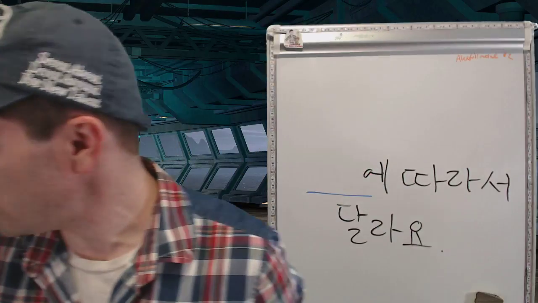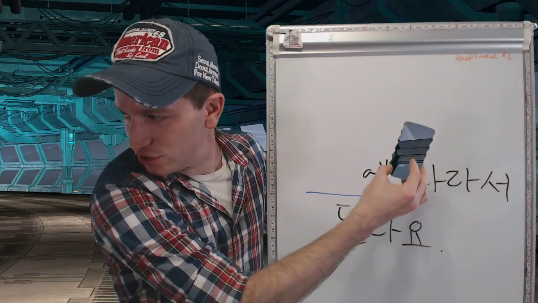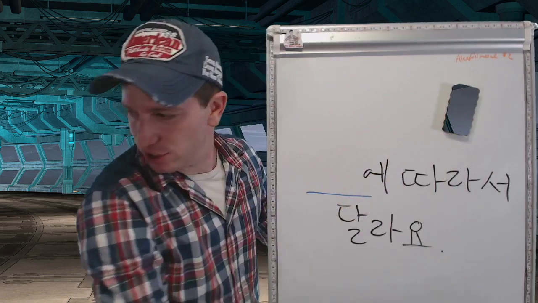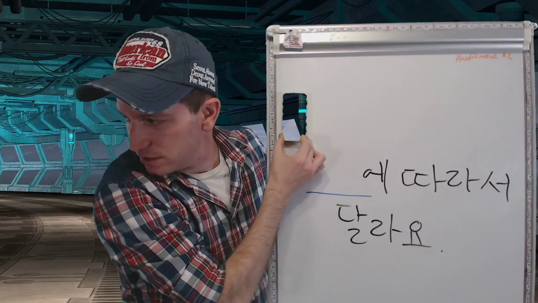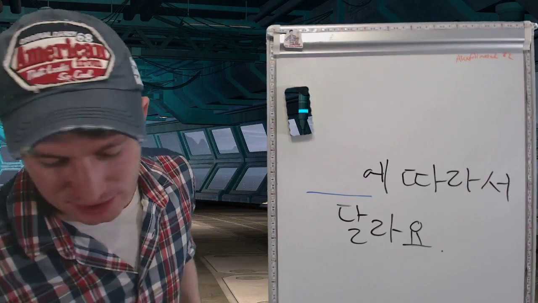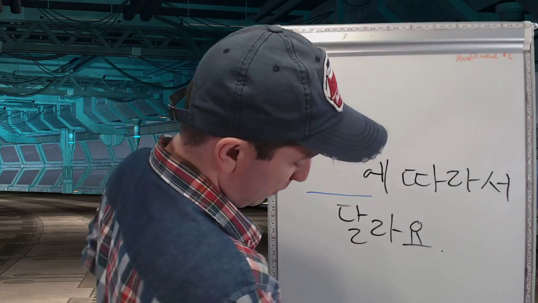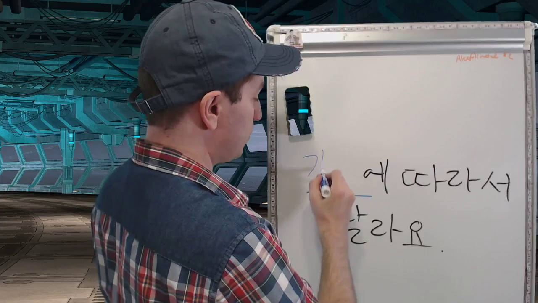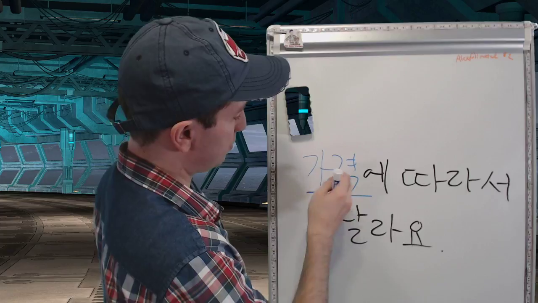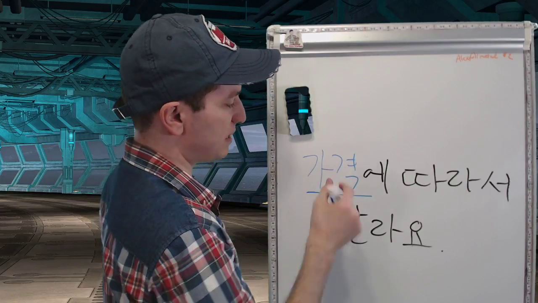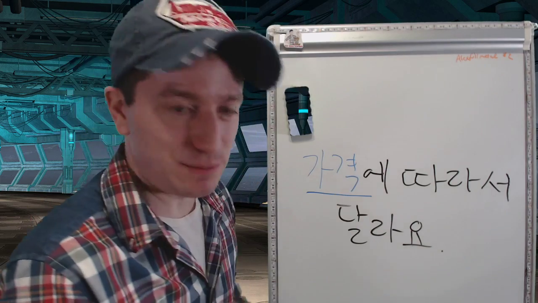Yeah, I know. It's so cool. This eraser, it's like magic. It's definitely alien technology. Okay. So if you wanted to say it depends on the price, the word for price is 가격. Wow, this marker is so thin too. Seriously, aliens have all the best technology. 가격에 따라서 달라요. It depends on the price.